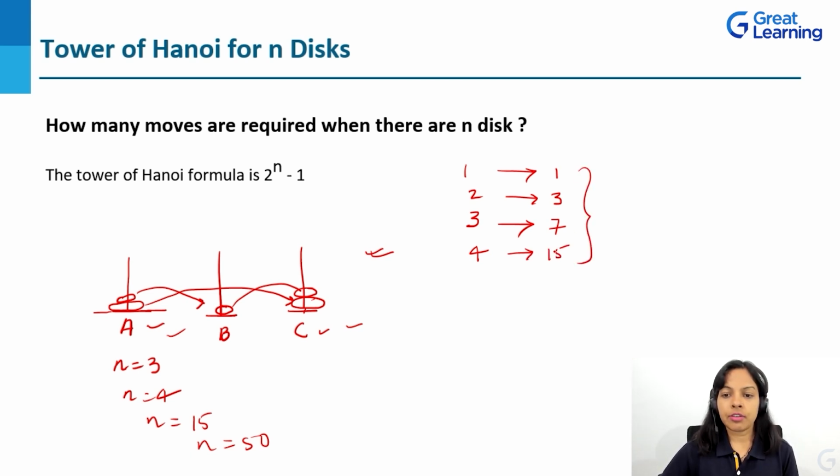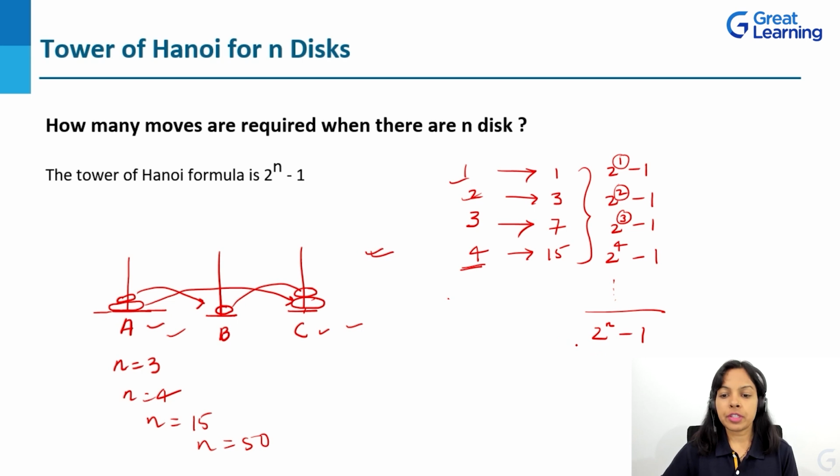So if you analyze this trend, it is 2 to the power 1 minus 1. For 3, I can write 2 to the power 2 minus 1. For 7, 2 to the power 3 minus 1. This is 2 to the power 4 minus 1. Isn't it? So this 1, 2, 3 in the power is nothing but the number of disks. For 1 disk the power is 1, for 2 the power is also 2, for 3 the power is also 3, meaning the number of disks is raised as a power. So if I generalize this further, it will be 2 to the power n minus 1.